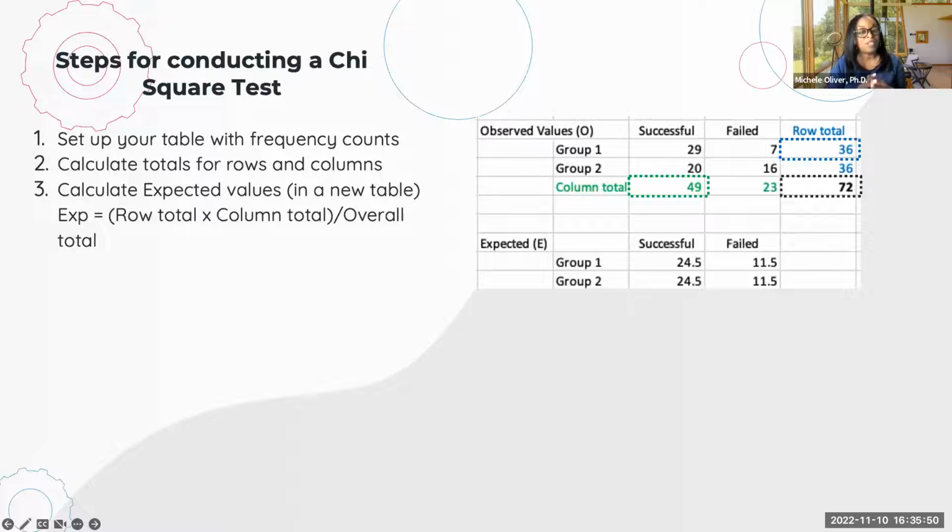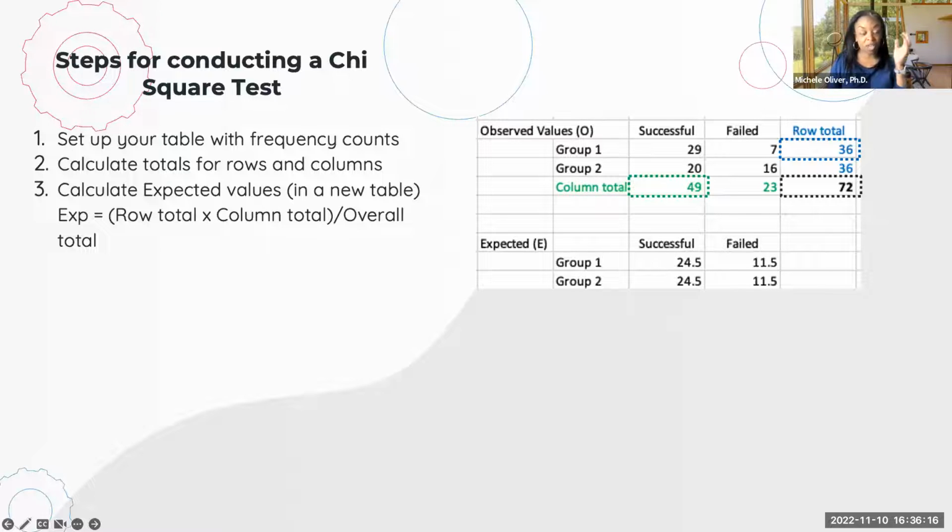Okay. Now we're going to do a calculation. We're going to calculate what are called expected values. In the chi-square test, we have the observed values, which is what you get in the test itself. And then the expected value is a calculation that we make, and we're going to compare those expected values to the observed values, okay?